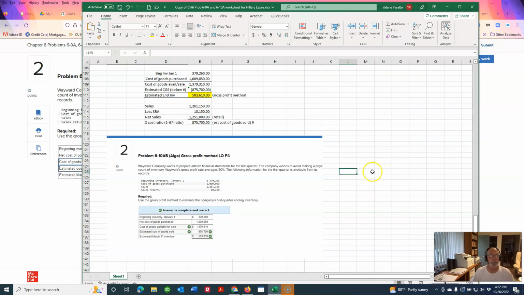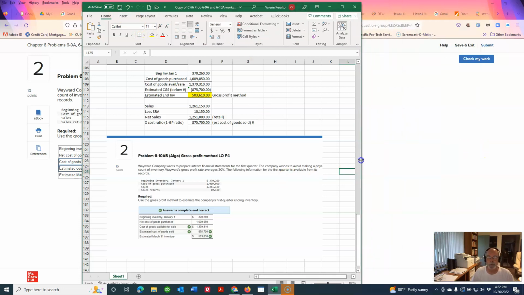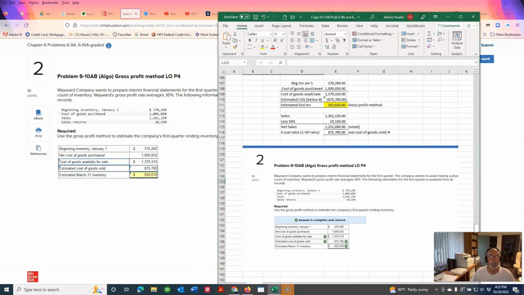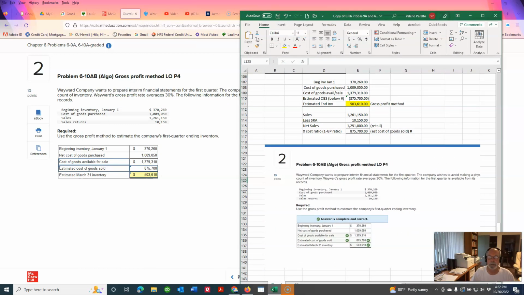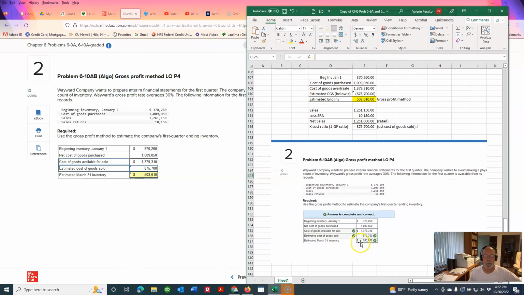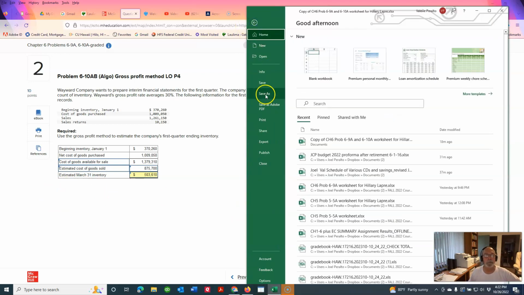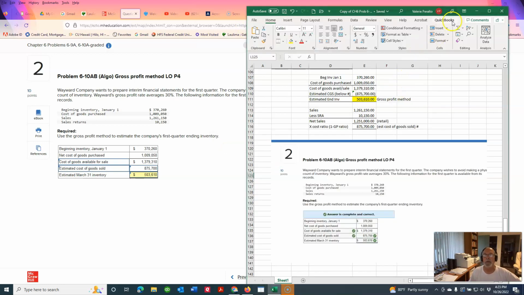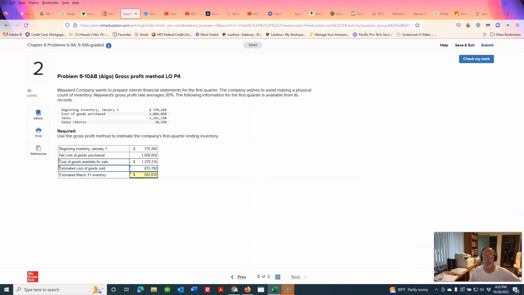Okay. And I think that should do it for problem 6-10. Problem 6-10 is a lot shorter than 6-9. So we see that our answers are correct. And again, let's save this spreadsheet and take that off our screen.